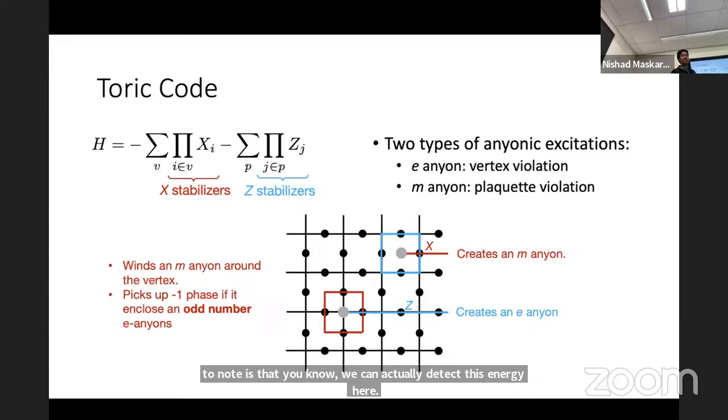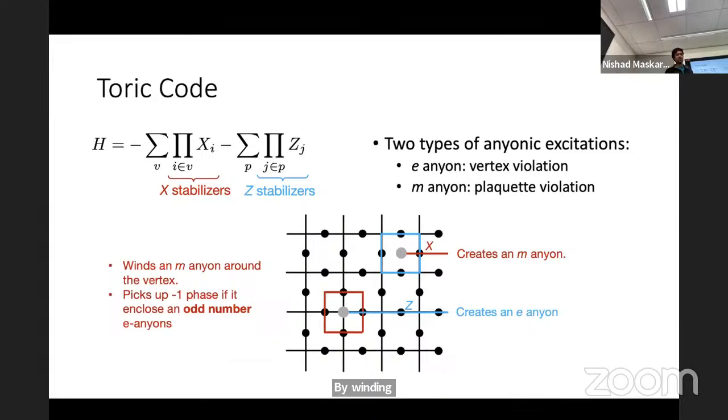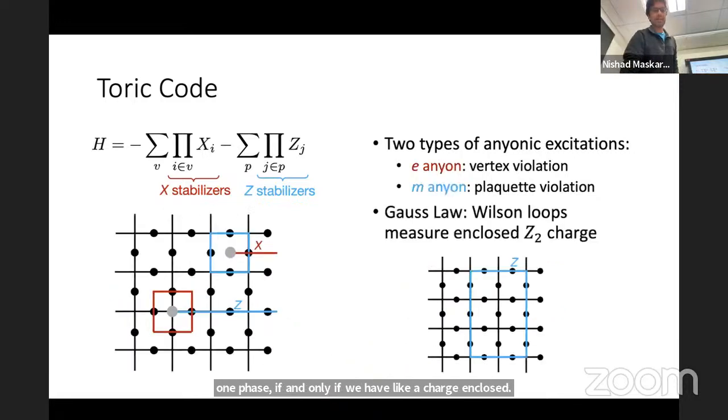by winding an m-anion around the vertex, right? So this X stabilizer can also be understood as creating a pair of m-anions, winding it around the vertex, and then re-annihilating it. That process will pick up a -1 phase if and only if we have a charge enclosed. So you can see this manifestation of the Gauss law here in a very simple way.